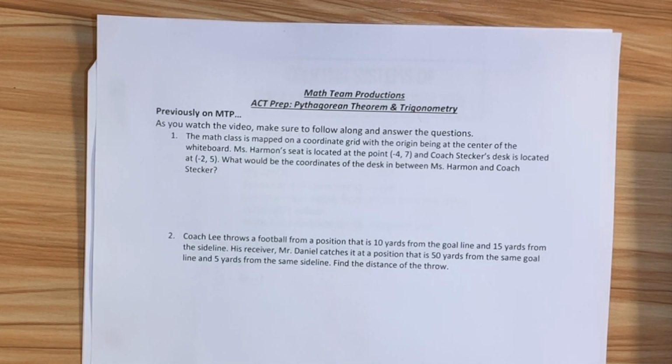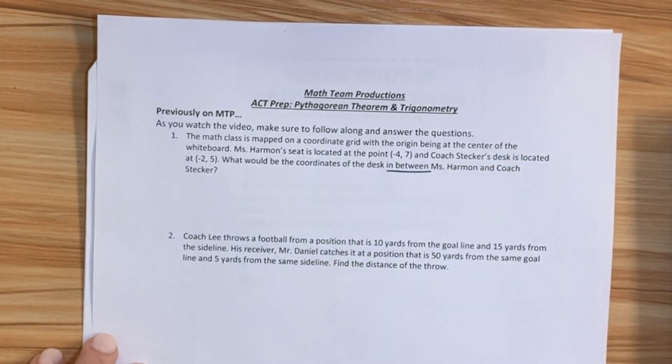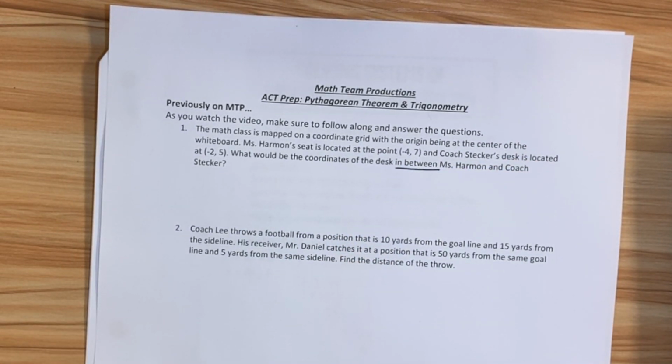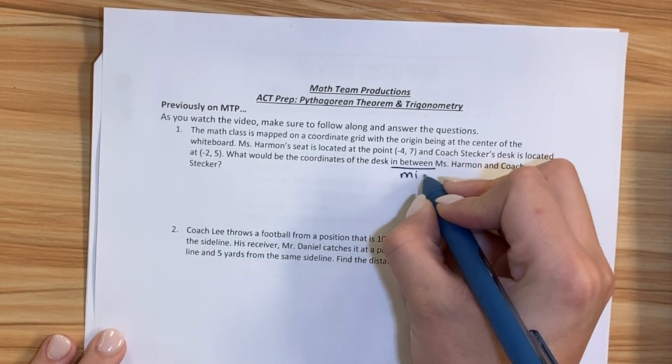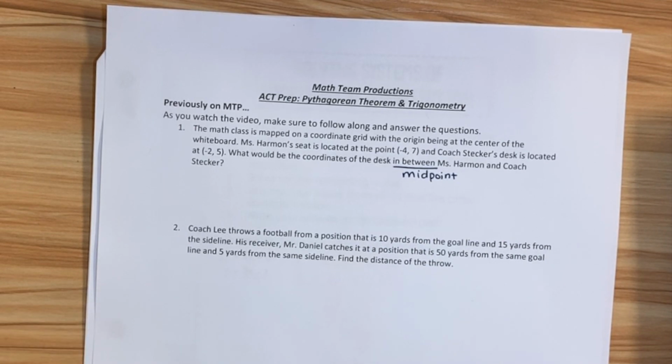It's not as self-explanatory. It's not telling you find the midpoint, find the distance. It's just saying what would be the coordinates of the desk in between Ms. Harmon and Coach Stecker. So that is where you have to figure out what you are trying to find. They did give you a hint though. They said in between the two desks. So in between means in the middle, aka midpoint. So we're finding midpoint here. And our two endpoints are my seat and Coach Stecker's seat.